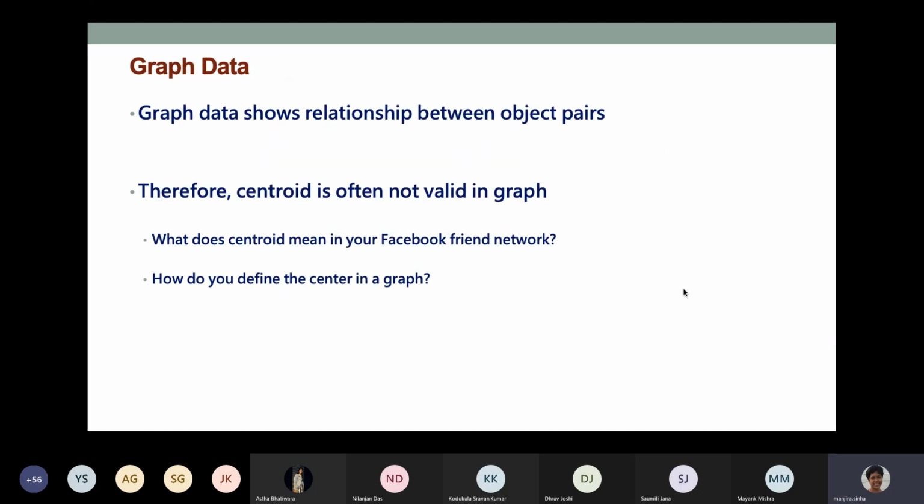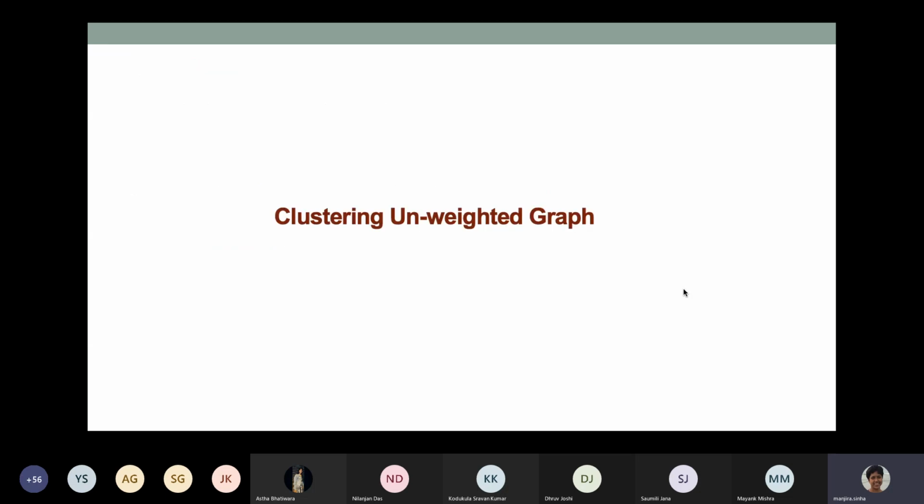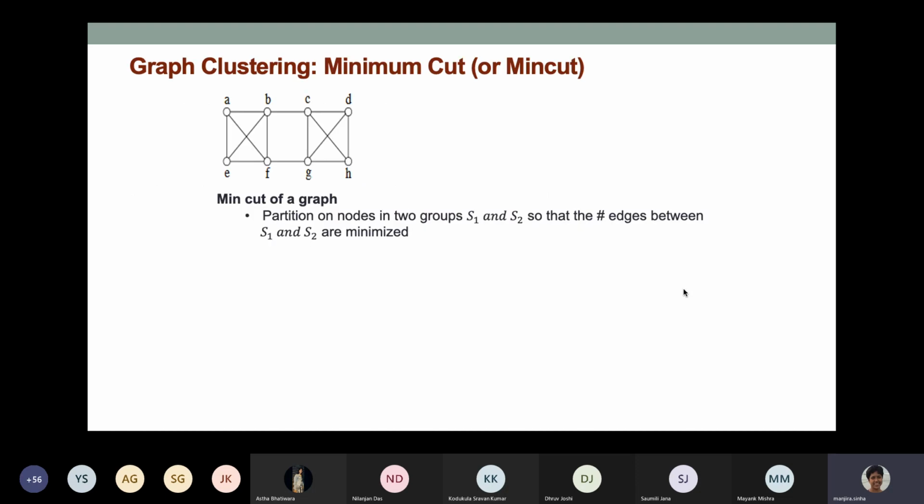So graph data shows relationships between object pairs. Therefore the centroid, like we were using mean, mode, these are often not valid in the graph, the notion of centroid that we have used till now. So then what does centroid mean in the graph, and how can I define a center in the graph? How can I identify clusters in the graph? That we will see now. So first we will look into the unweighted graph.